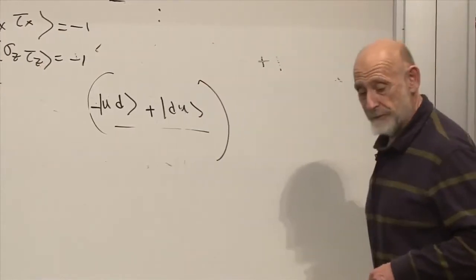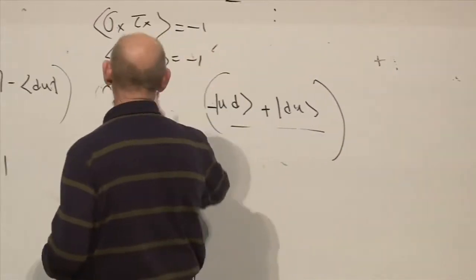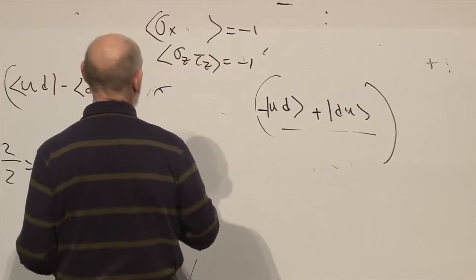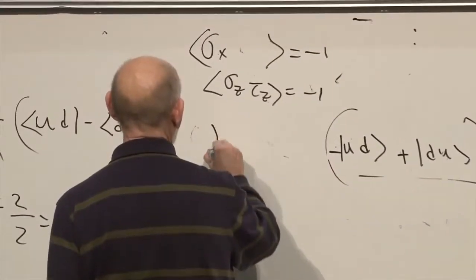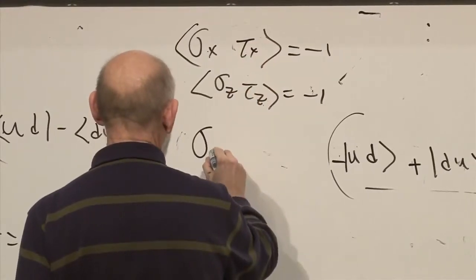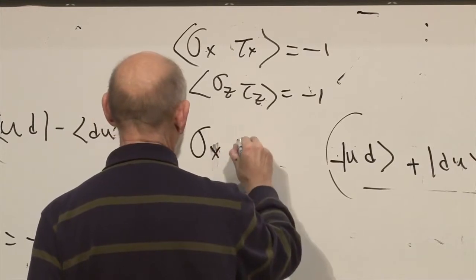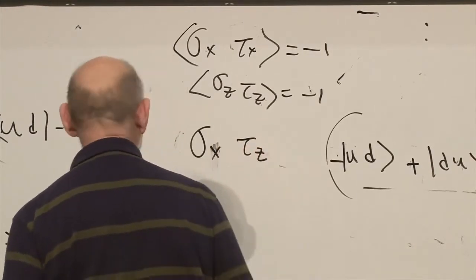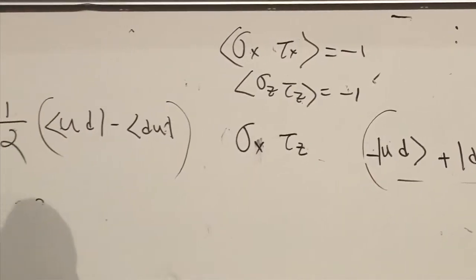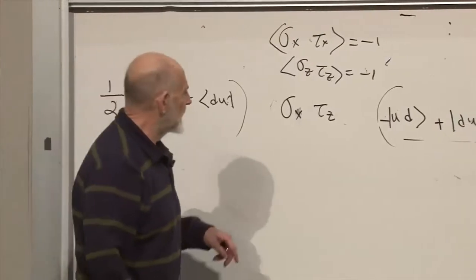All right, let's do one more. Since I haven't worked it out, and I never worked it out, I'm going to work it out right now. Let's do sigma x times tau z. Sigma x tau x, all right. Let's do sigma x times tau z and see what we get. I don't know the answer, so let's do it. I have a suspicion, okay, we'll find out.